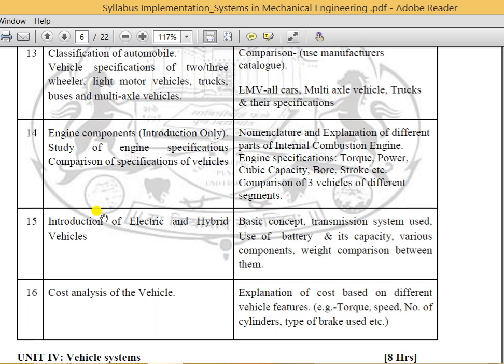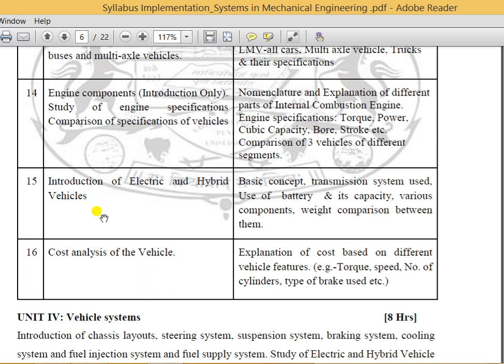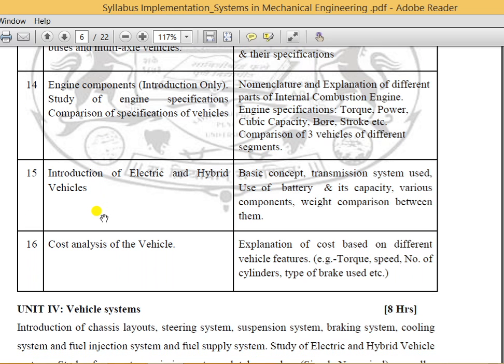Then an important thing: introduction to electric and hybrid vehicles and their differences. Try to remember what the various types of electric vehicles are, and what the various types of hybrid vehicles are.